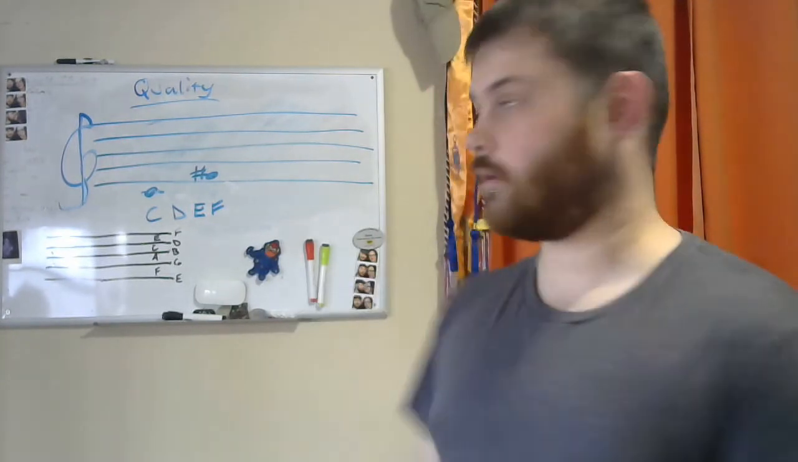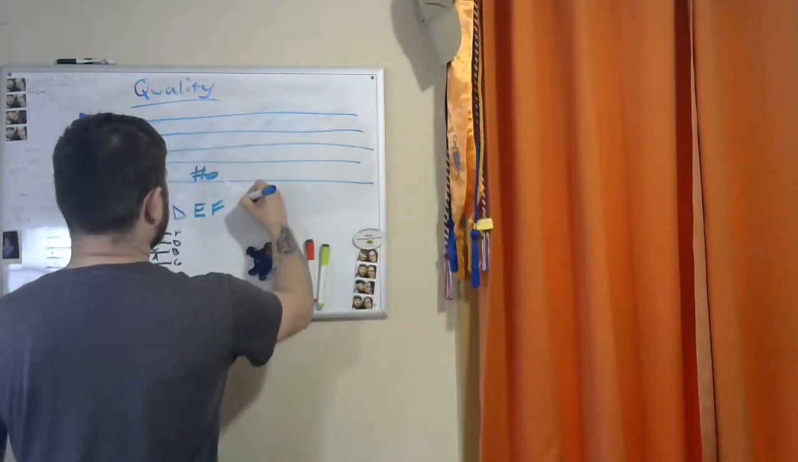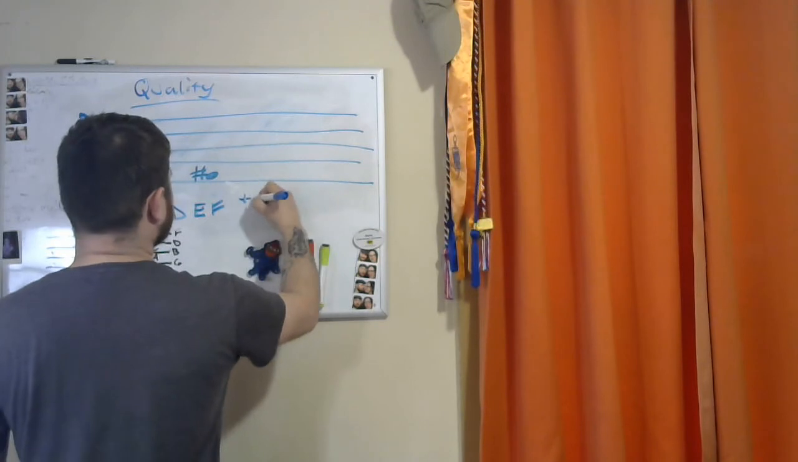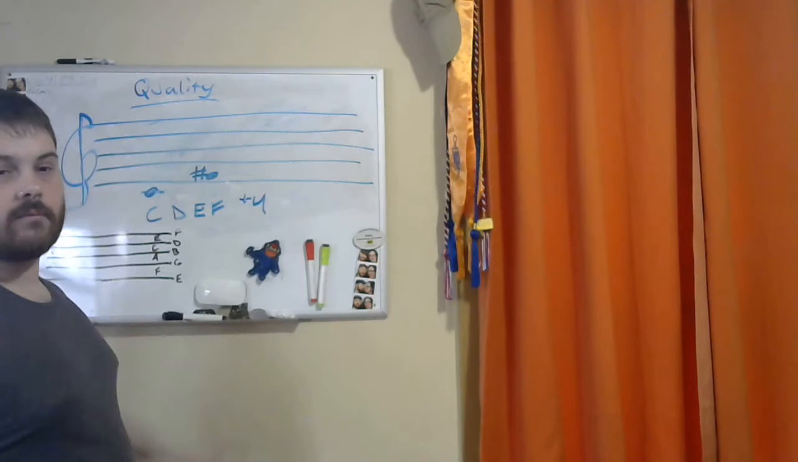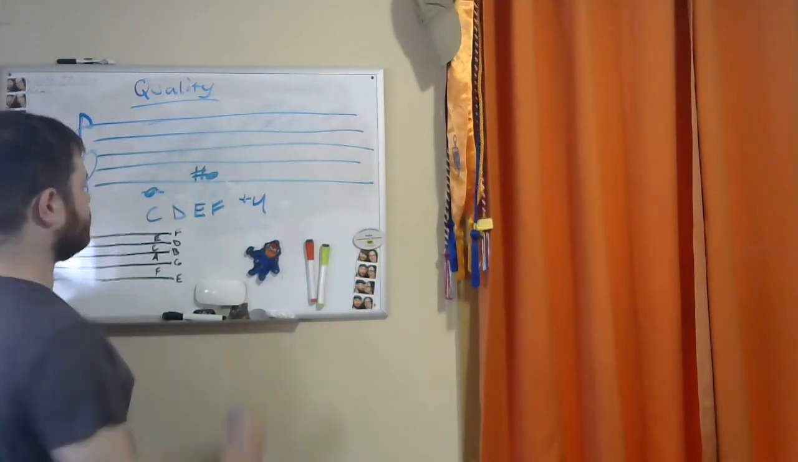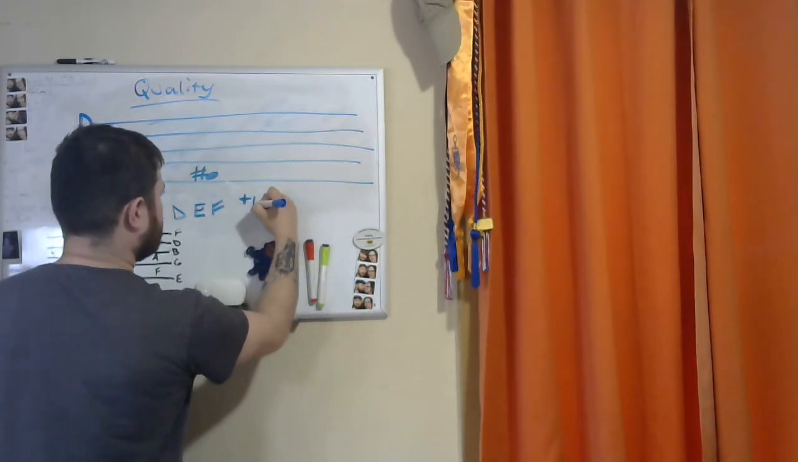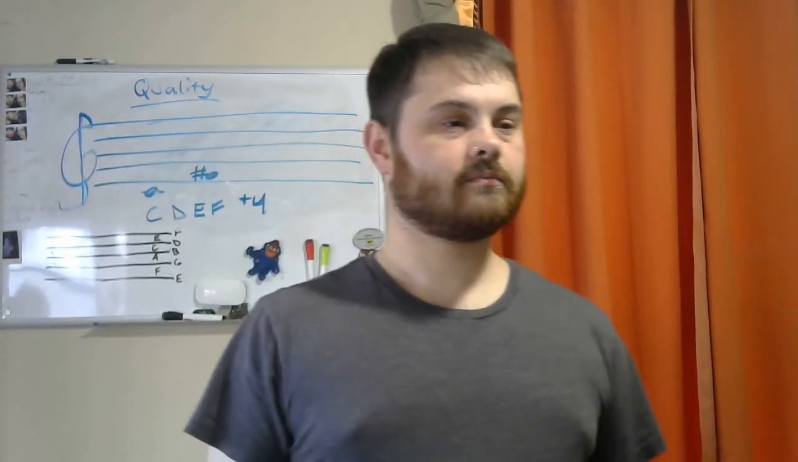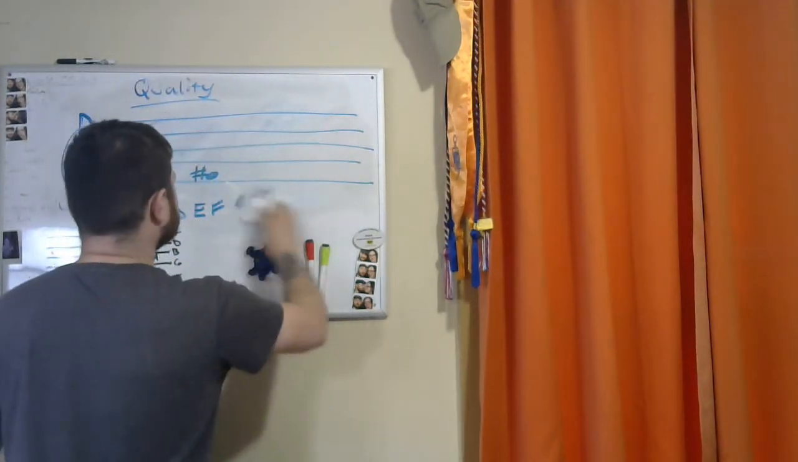And we can call this a +4, like a 4 with a plus next to it. An augmented fourth. Augmented fourth. Or a tritone. Now let's write its cousin.